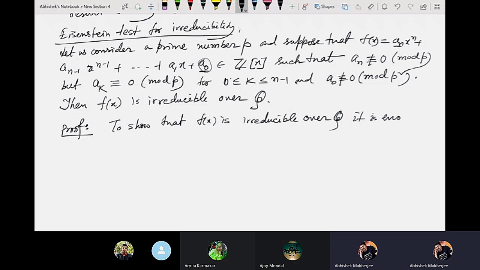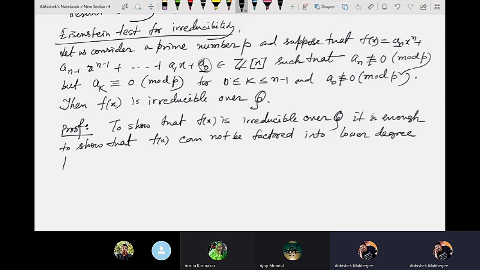It is enough to show that f(x) cannot be factored into lower degree polynomials in the ring of polynomials over Z. That is, it is enough to show that f(x) cannot be factored into lower degree polynomials in Z[x], due to a previous theorem which we have already discussed in our previous lecture.